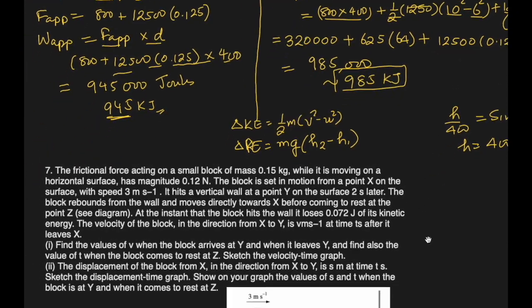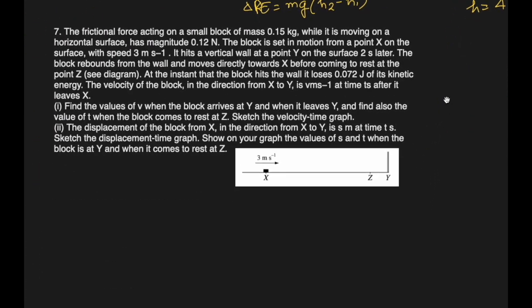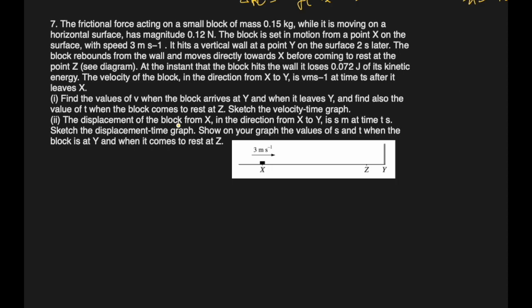Question number 7, the last one. The frictional force acting on a small block of mass 0.15 kg, the mass of this block is 0.15 kg, while it is moving on a horizontal surface has magnitude of 0.12 newtons. So there is a friction 0.12 newton if it is moving this way.